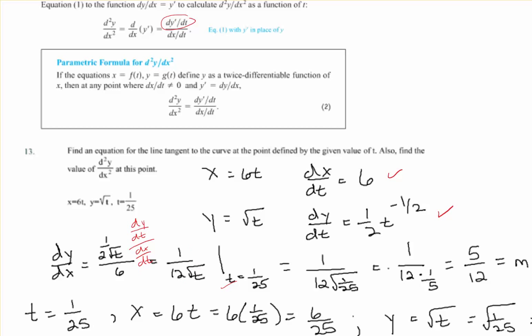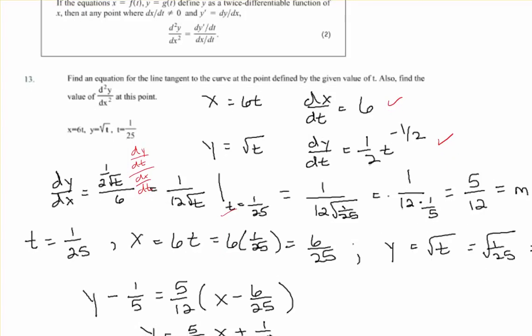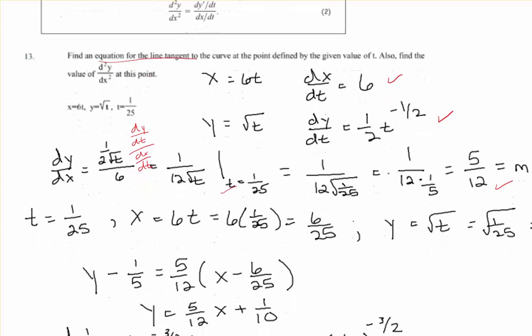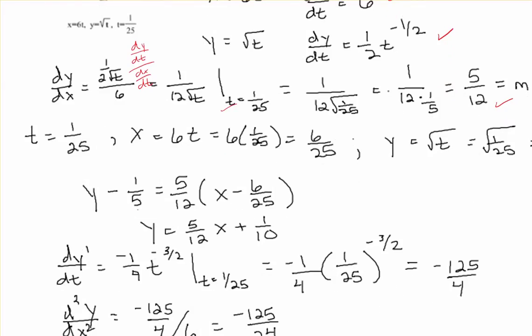So, all right. And then I just went through and found the slope by plugging in t equals 1/25. So I simplified that to get 5/12 for the slope. And then get the point, because I want to first write the equation of the line. And so this part's right in the notes. To get the point, I need to find the x and y coordinates when t is 1/25. So I'll get 6/25 for x and then 1/5 for y. And then I can just write y minus y1 equals m times x minus x1 and simplify. So this is fine.